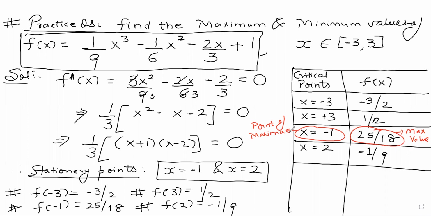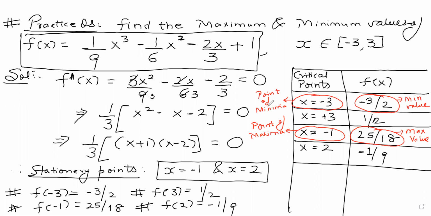And what is my minimum value, guys? My minimum value is nothing but minus 3 by 2. You calculate minus 3 by 2, it's minus 1.5. This is my minimum value for the function, and I can say that x equal to minus 3 is called the point of minimum.